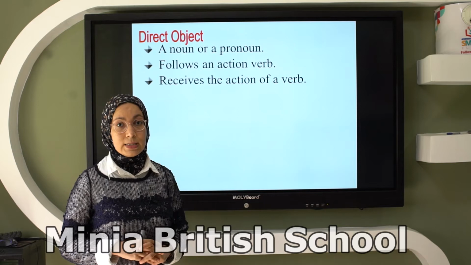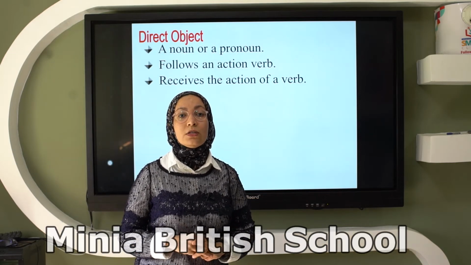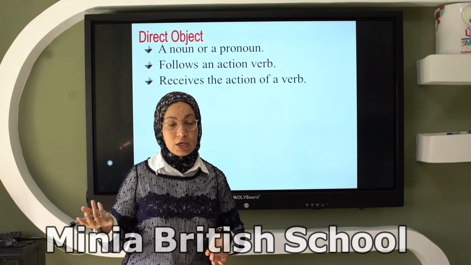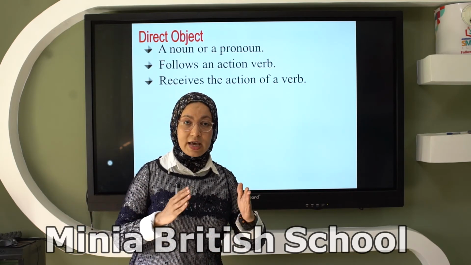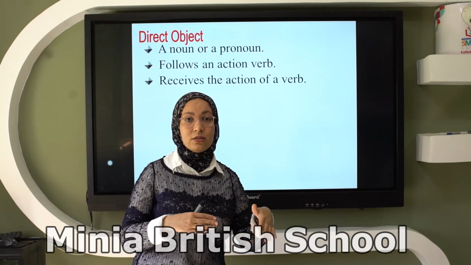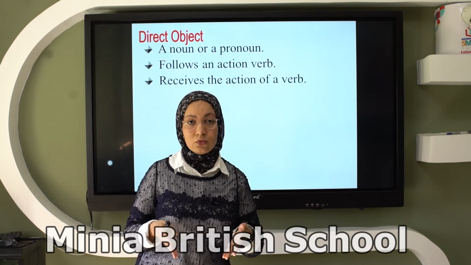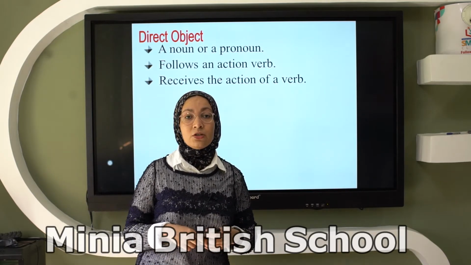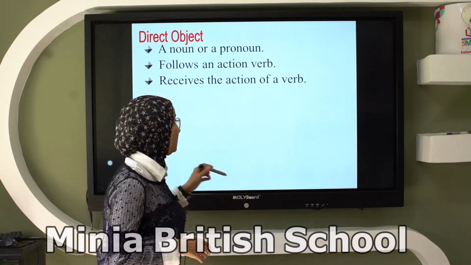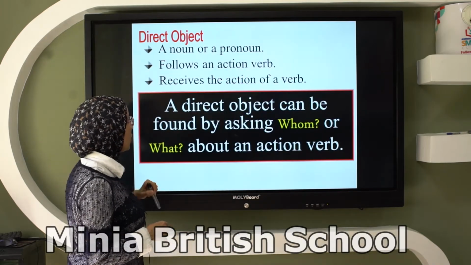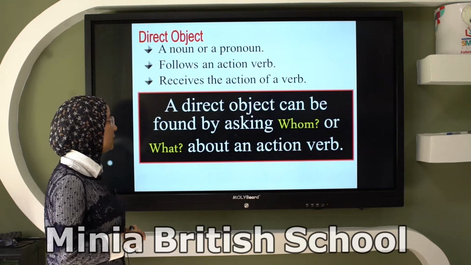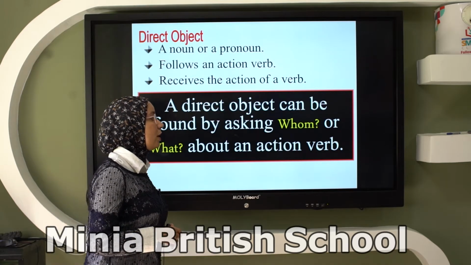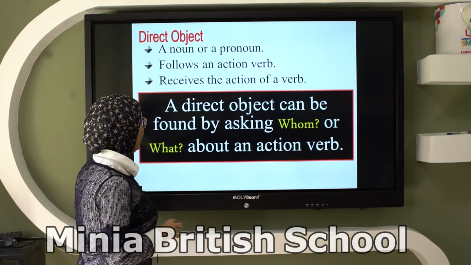So I have a sentence, and the sentence consists of the subject, the verb, and the object. Here the object receives the action of the verb, and the subject of the sentence is the doer of this action. Now let's turn these words into some examples to make it clearer. A direct object can be found by asking whom or what about an action verb. Like what?